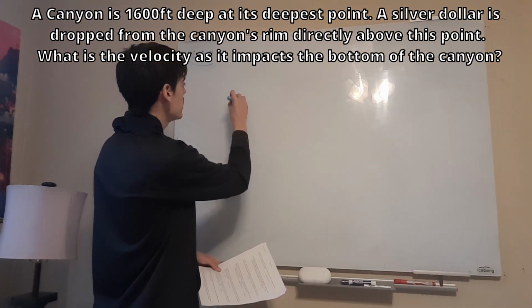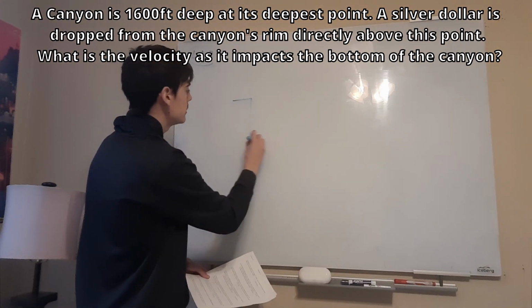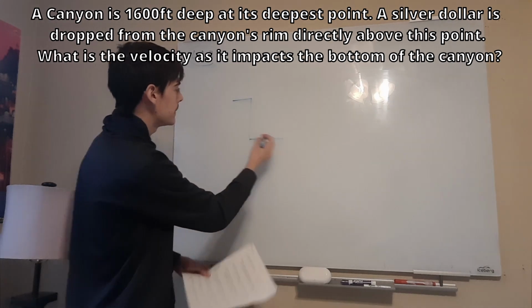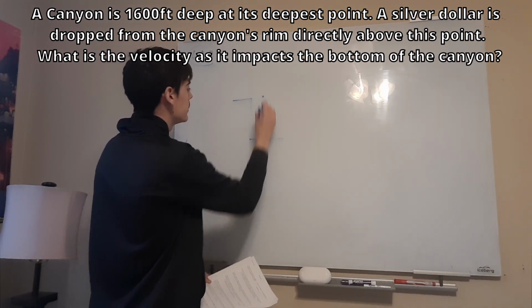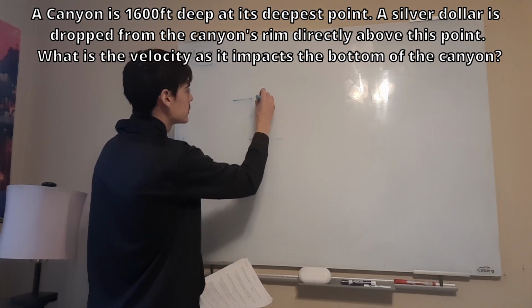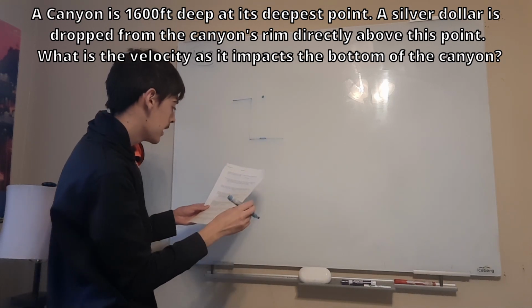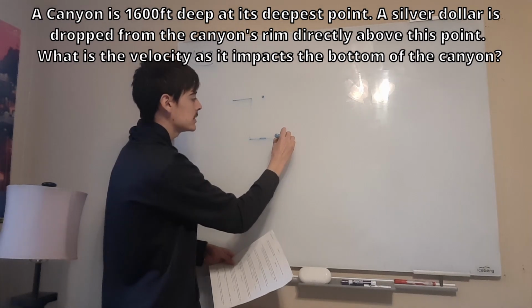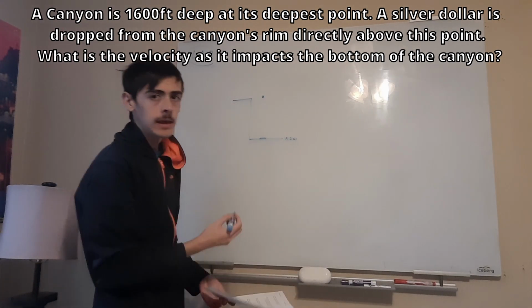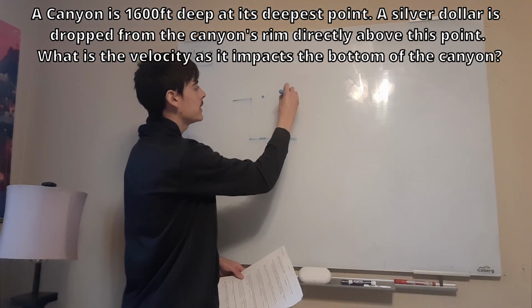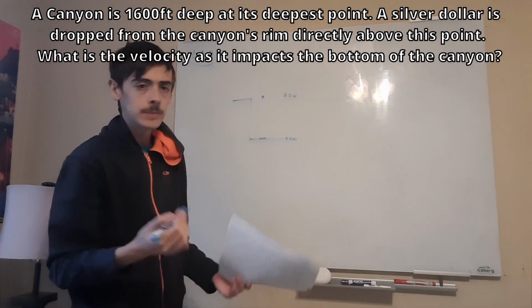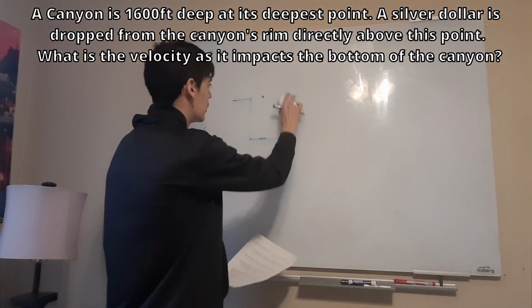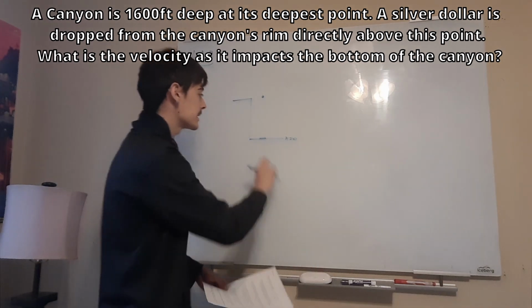And so it could be helpful to draw a picture. So we have our canyon, we have the bottom of the canyon, and this is where it's going to fall. You're going to drop your silver dollar from right here. Basically, you could call all the way down here x equals 0, or you could call all the way up here x equals 0. That is up to you. The way I do it, I call all the way at the bottom as x equals 0.